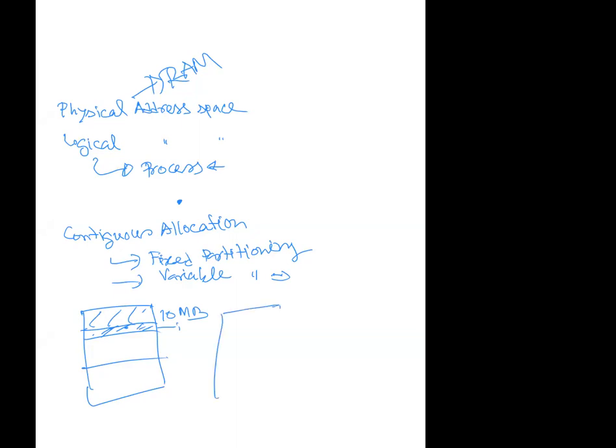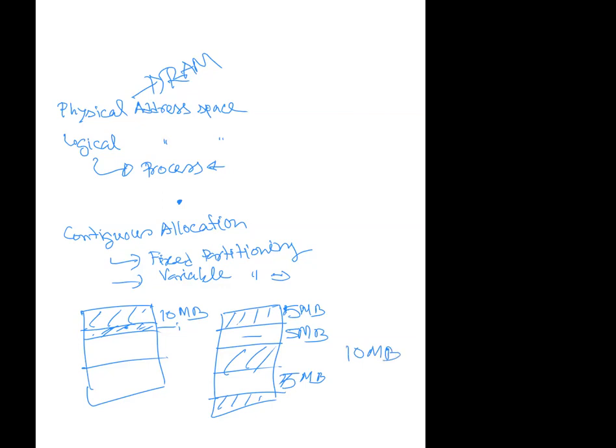Similarly, when you use variable partitioning, for example, here is one process, and here is a hole, or free space, let's say 5 MB. Here is another process, and here is another free space, also 5 MB, and here is another process. If a new process of 10 MB comes, even though 5 plus 5, that is 10 MB, is available, you cannot accommodate this 10 MB process.